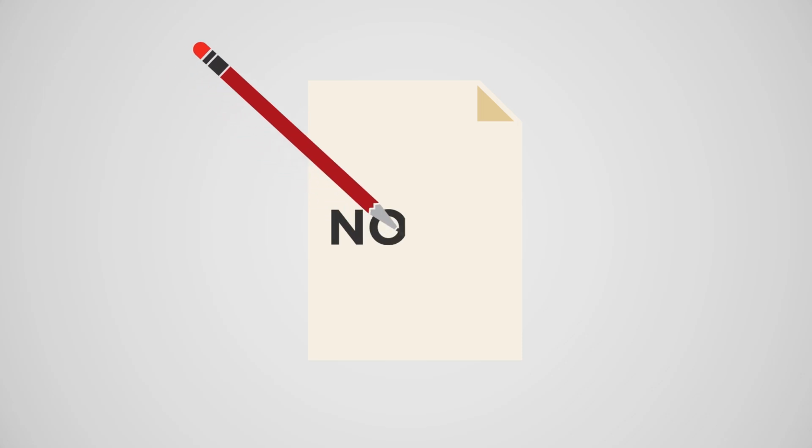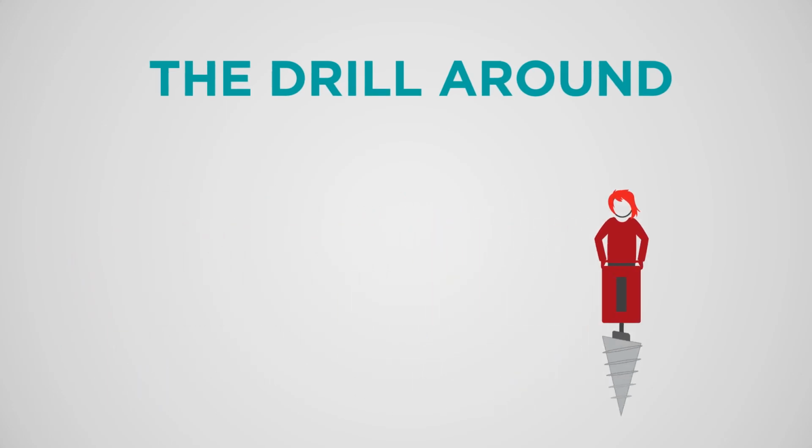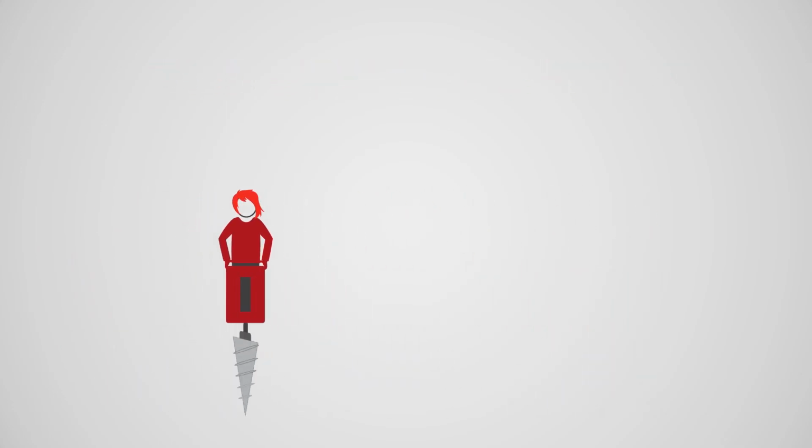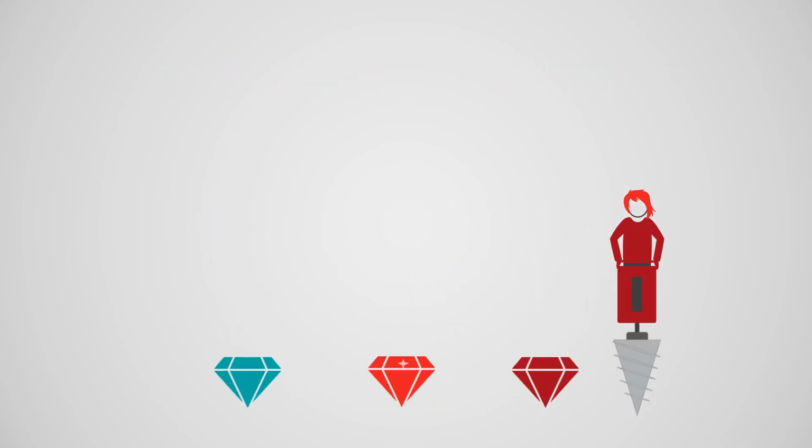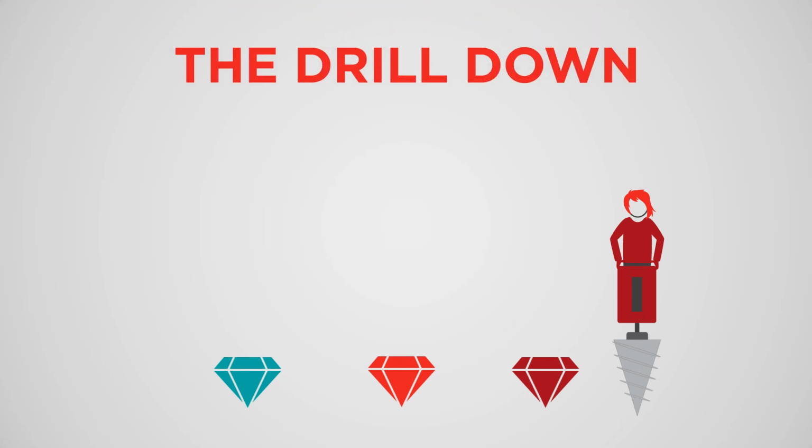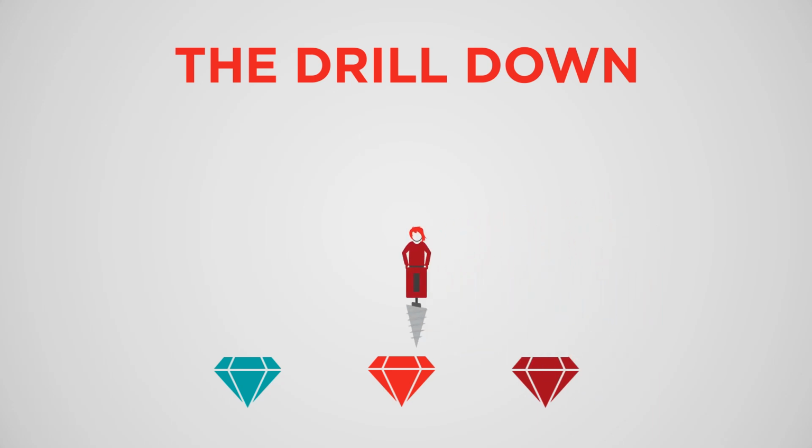Jot down some notes on each of these subjects, leaving space to fill in details later. This is the drill around. Once you have excavated the surface and noticed some glittery potential essay ideas, it's time to transition to the drill down. In this stage, follow your most promising ideas and interesting tangents as far as they will go.